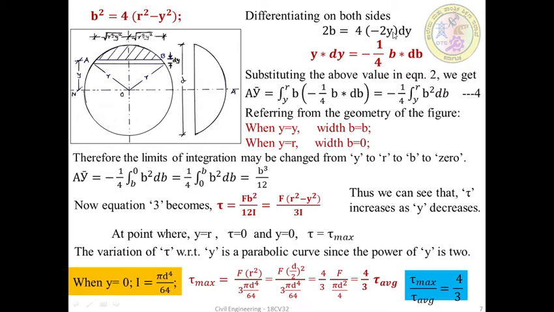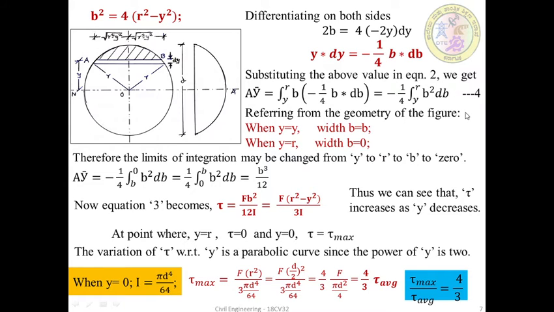Substituting the value in equation number 2, we get A into y bar is equal to the integral from y to r of b into minus 1 by 4 into b into db. We will get minus 1 by 4 integral from y to r of b square into db. We call this equation number 4.